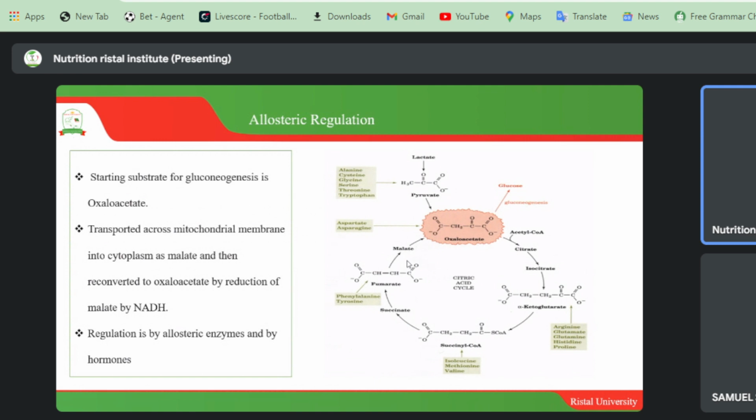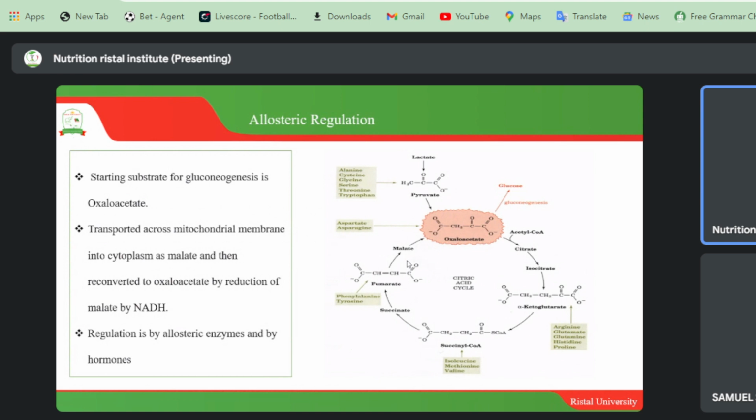So it's transported across the mitochondrial membrane into the cytoplasm as malate and then reconverted to oxaloacetate by reduction of malate by the NAD. What does this mean? Allosteric regulation, if we get to look into enzymology, is more like a substrate inhibiting the process that forms it. So in this case, if there is a lot of oxaloacetate in the body, it will inhibit the process. That's how it regulates this.